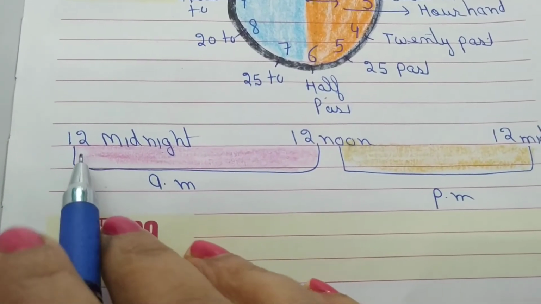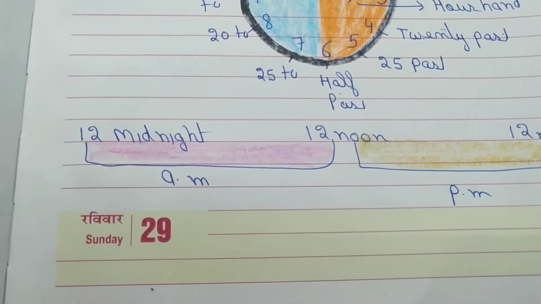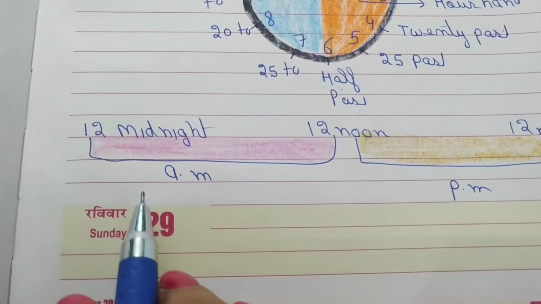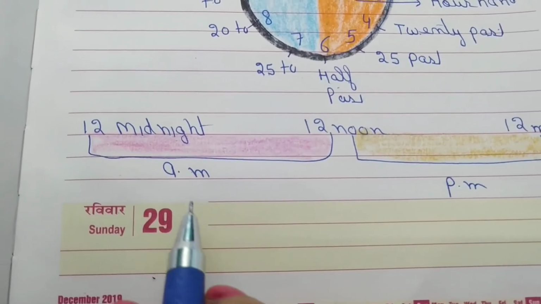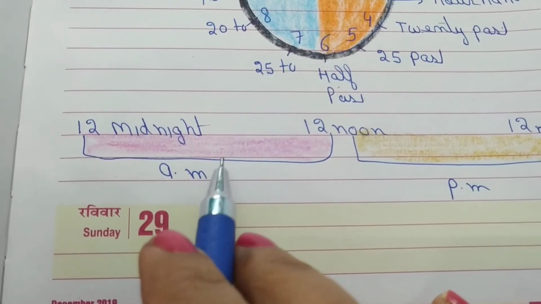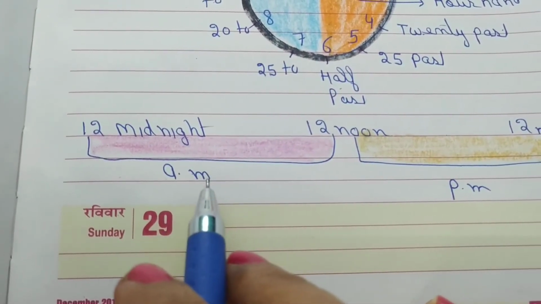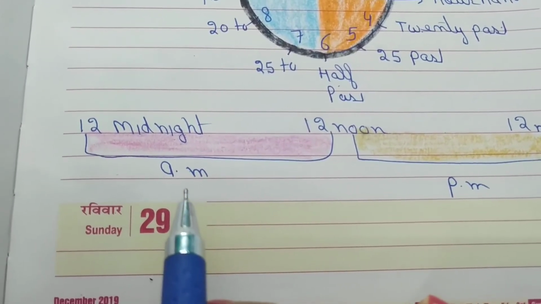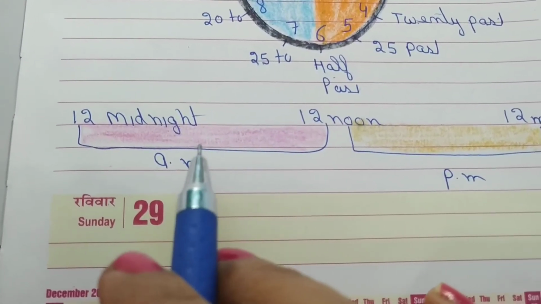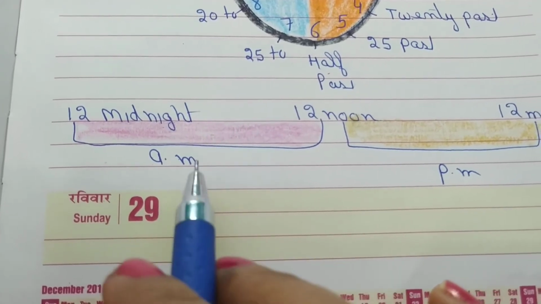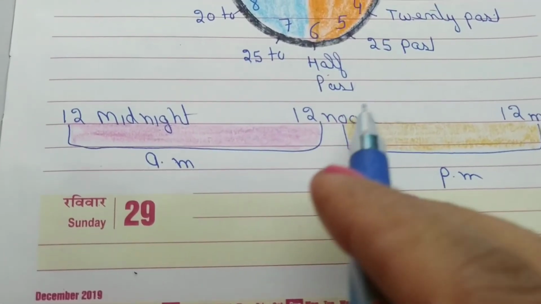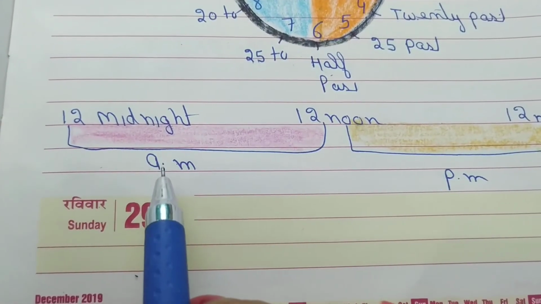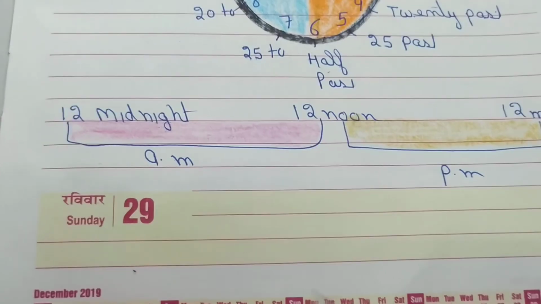In the morning, from 12 midnight to 12 noon, when the clock strikes 12 midnight, after that we will say 1 AM, 2 AM, 3 AM, 4 AM, 5 AM, 6 AM, 7 AM. That is the time when you get up and get ready for school. 7 AM, 8 AM, 9 AM you reach the school, then your school starts, 10 AM, 11 AM, and then at 12 noon. From 12 midnight to 12 noon the time is written using AM.